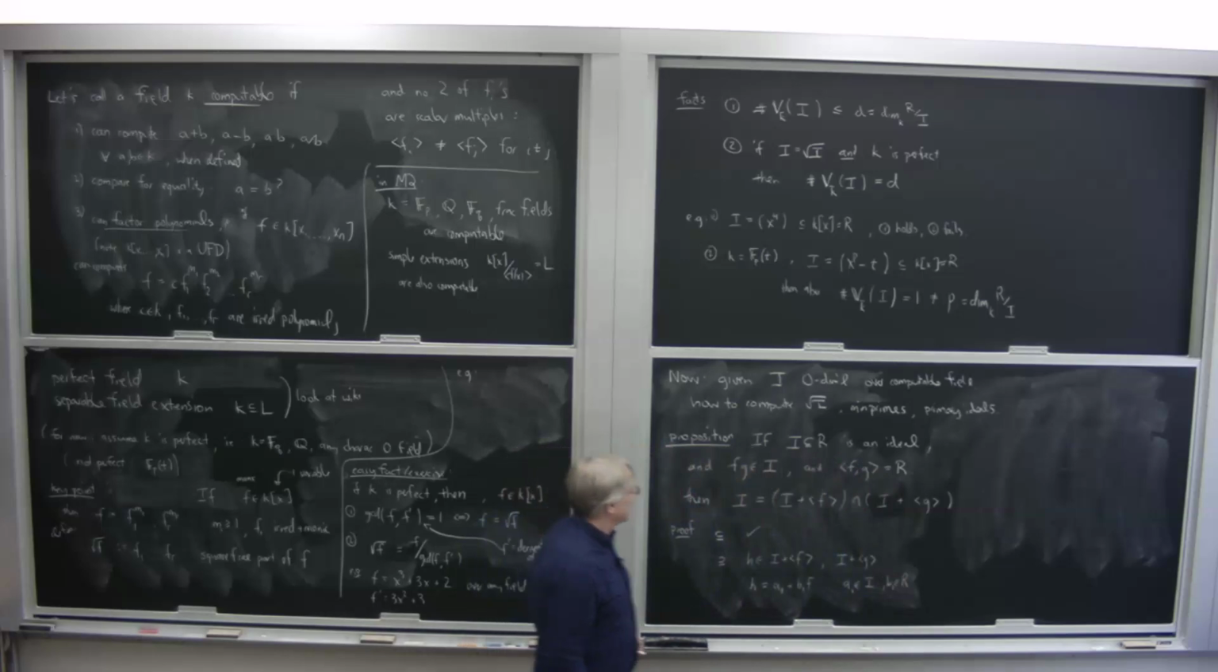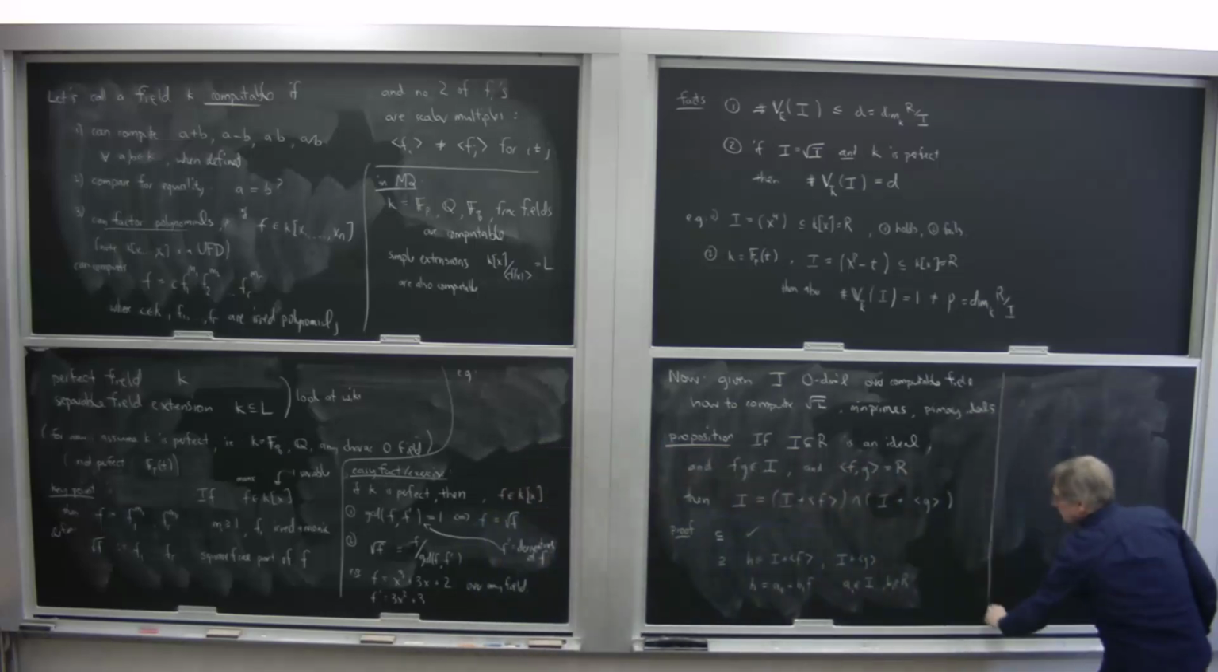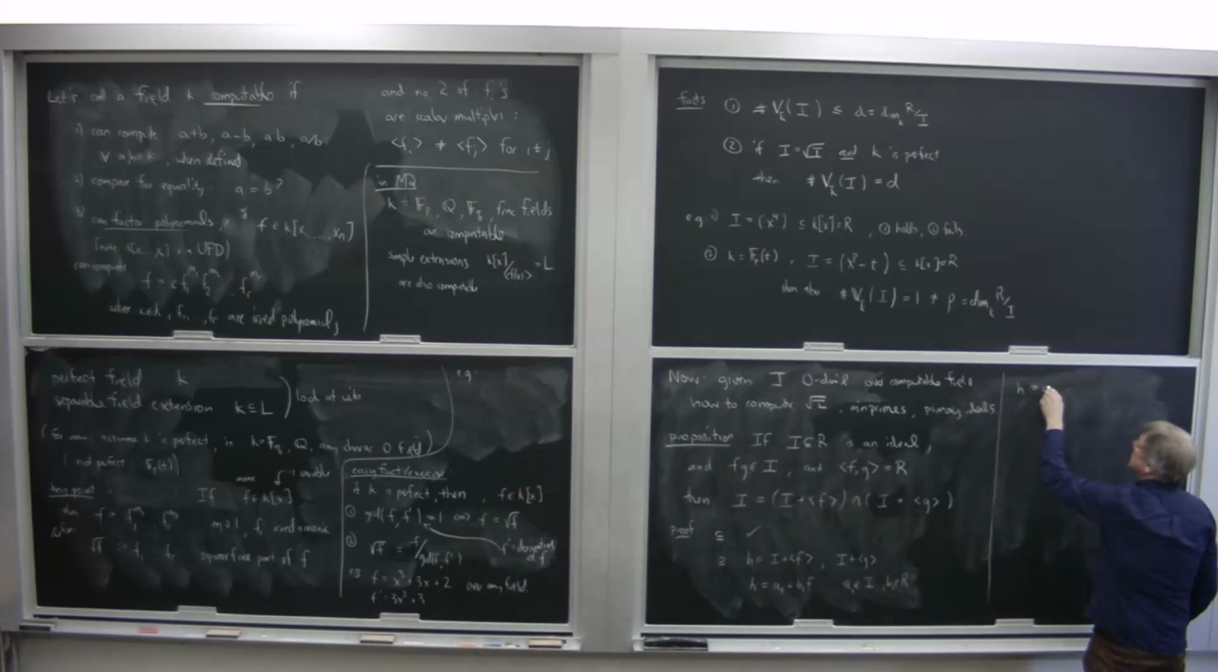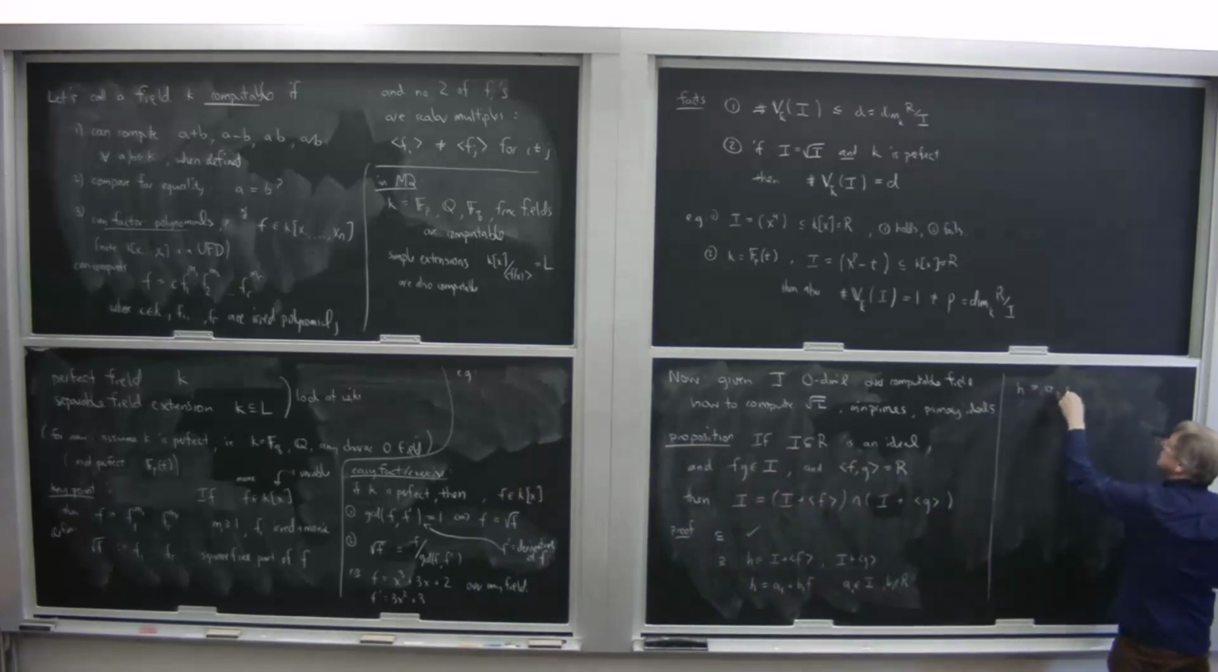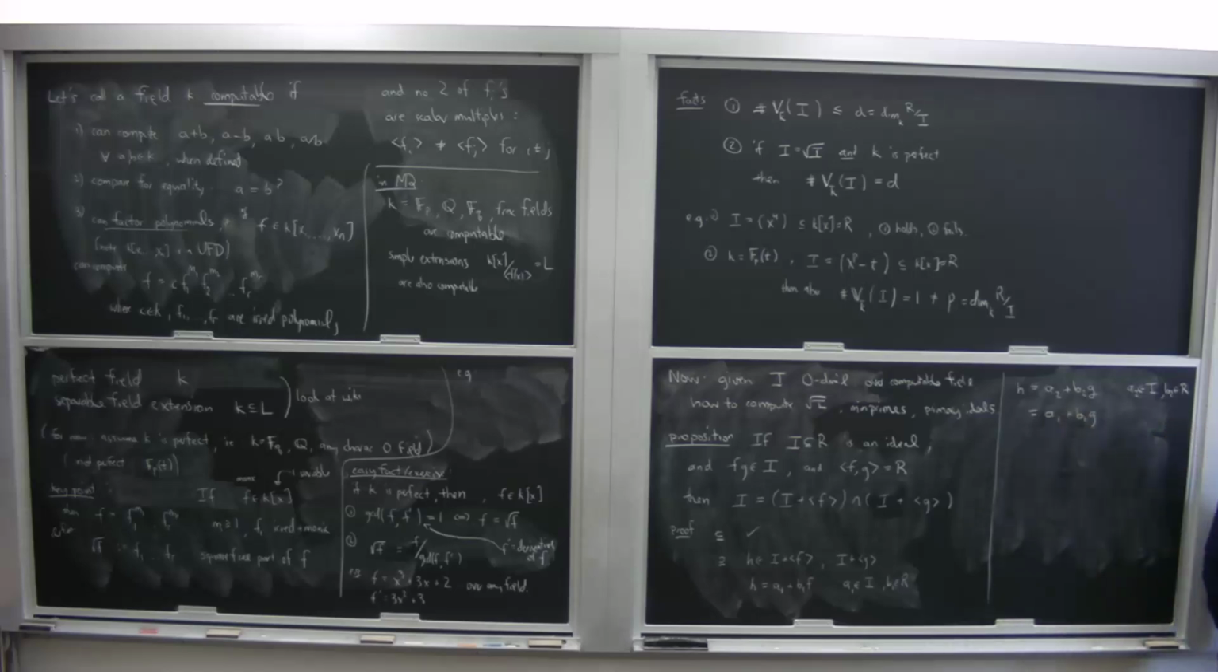Oops, sorry. Let me write up here instead. And H is also equal to A2 plus B2 times G, where A2 is in I and B2 is in R. So we have these two things, H equals A1 plus B1 times F and H equals A2 plus B2 times G, and we would like to show that H is in I. So how do we do it?